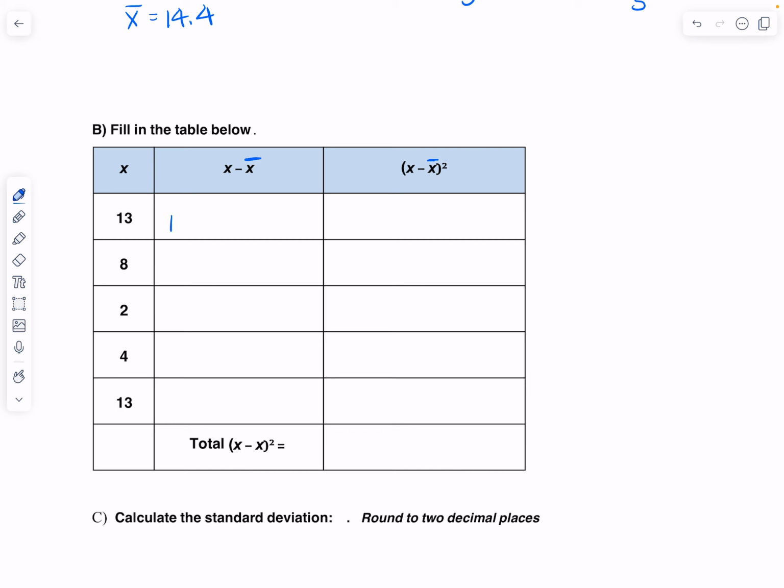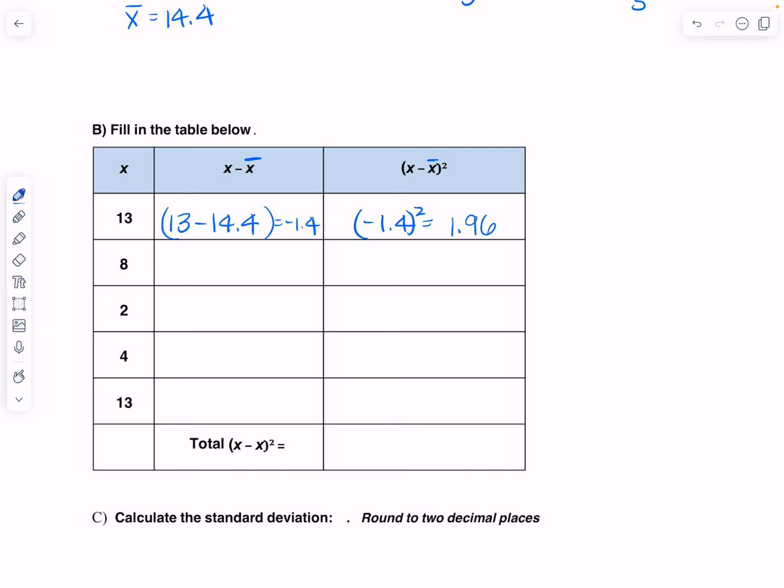So the first one I'm going to do 13 minus 14.4. And when I do that, I get negative 1.4. Now I'm going to take that negative 1.4 and I'm going to square it. And by the way, be careful when you enter this in your calculator. With these negative numbers, I would put the negative in front and leave everything in parentheses just as you're seeing here. So on the calculator, I did parentheses, negative 1.4, close parentheses, and then I squared it.